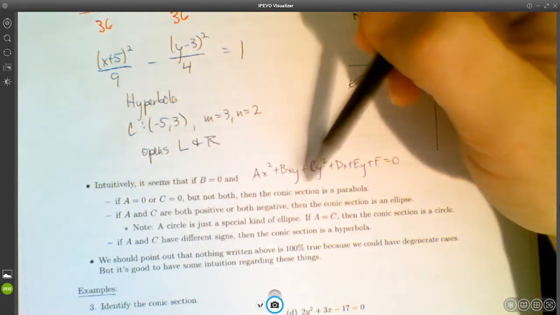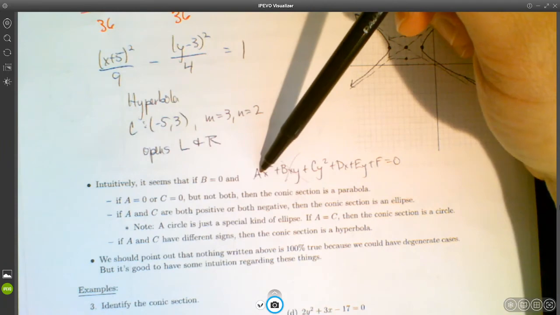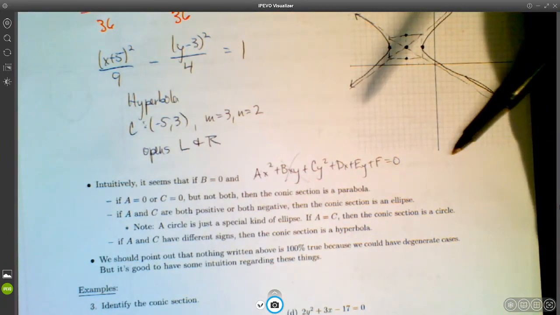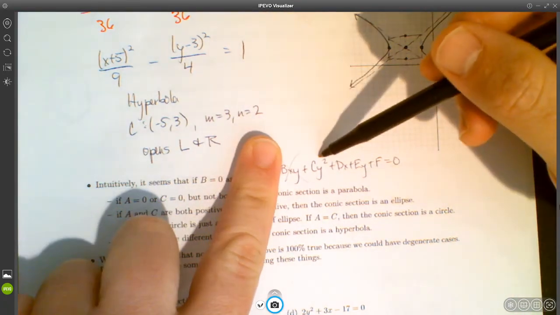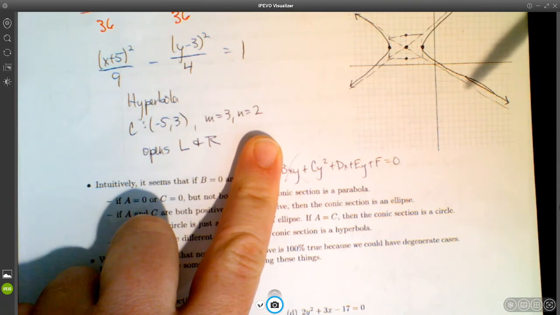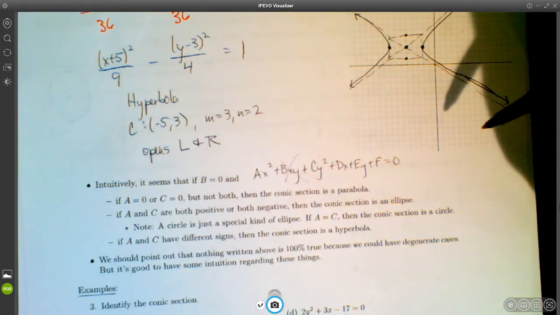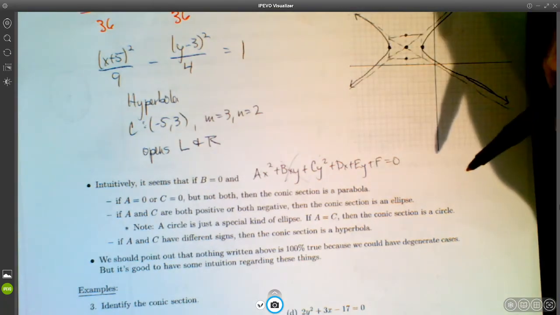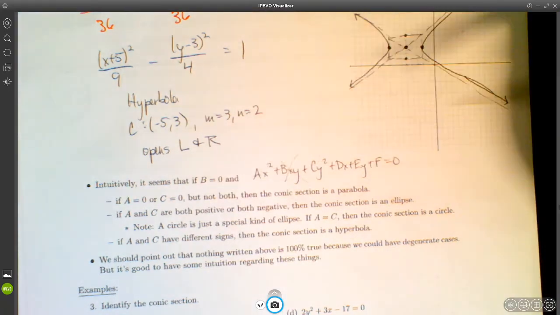Now, if b is 0, so if this term is gone, and if either A is 0 or C is 0 but not both, then the conic section is a parabola, right? Because if let's say that A is 0, then you're going to have a y squared but no x squared. Or if C is 0, then you're going to have an x squared but no y squared. And in both of those cases, those are parabolas, as we've discussed in the past. Okay, so if one of these things is 0, you've got a parabola.